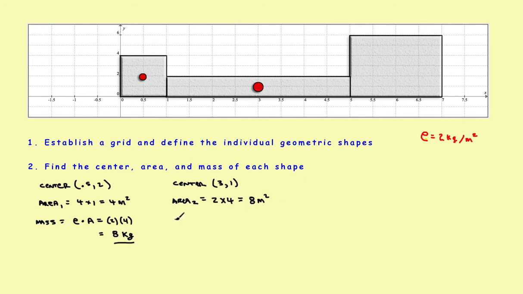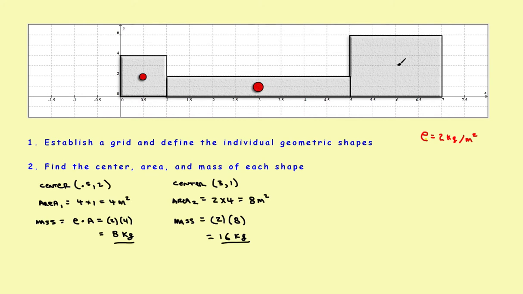Okay, the next thing I want is the mass of this second rectangle. Again, it's density times area. The density is still 2 kilograms per square meter, and in this case, the area is 8 square meters. So that's going to give you 16. The meters will cancel out, and it'll be 16 kilograms. So the mass of this one is 16 kilograms.